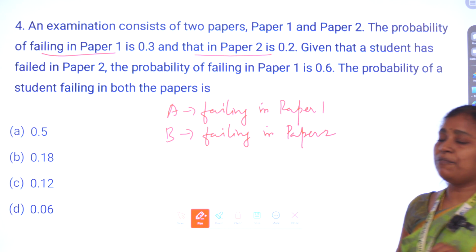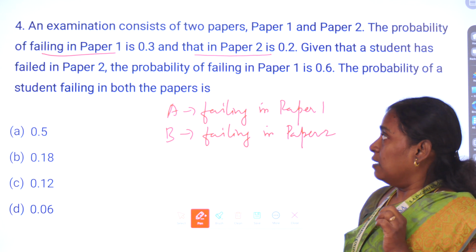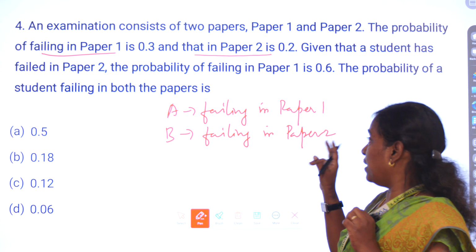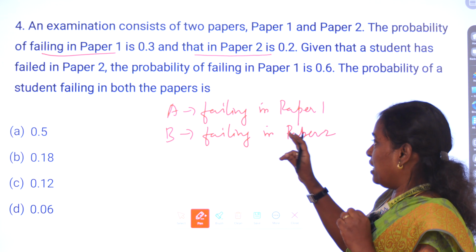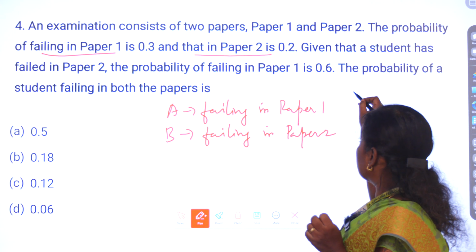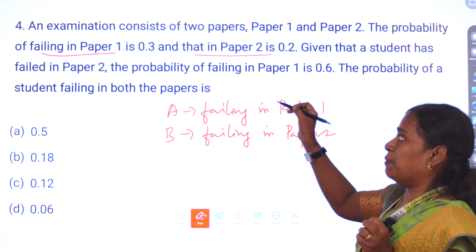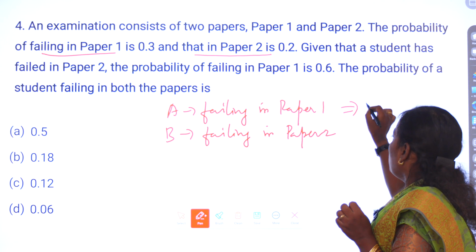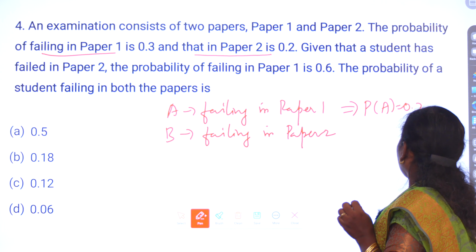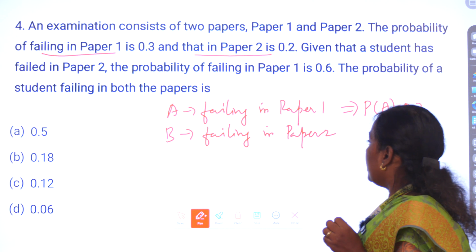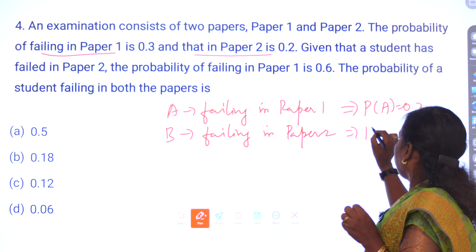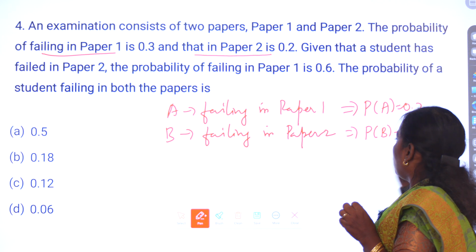So first step is you have to identify how many events are mentioned in the question. There are 2 events, failing in paper 1 and failing in paper 2. Let me take A as failing in paper 1 and B as failing in paper 2. Now, what else is given? The probability of failing in paper 1. They are talking about probability, which means that P of A is equal to 0.3. Next, they are talking about the probability of failing in paper 2, which is nothing but 0.2.